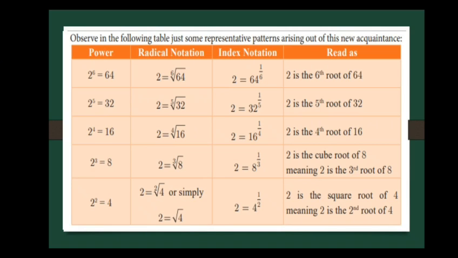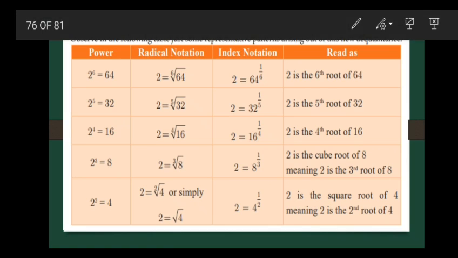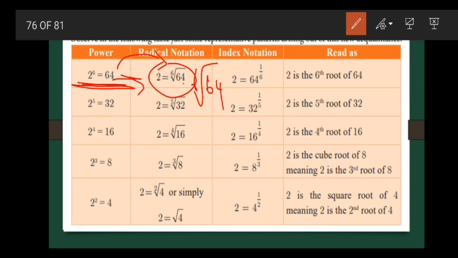First one we have taken is 2 to the power 6. This is power notation, which means the 6th root of 64 is 2. When you multiply 2 six times, you will get 64. So 2 power 6 is equal to 64. This can be expressed in radical notation as 6th root of 64 is equal to 2. This is the radical notation of this power notation.